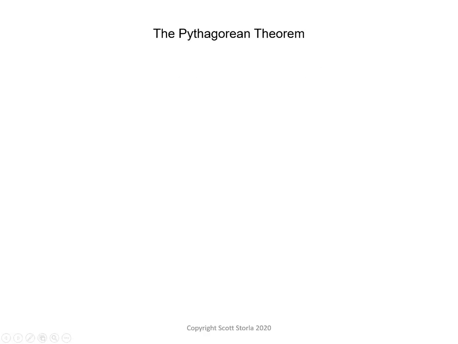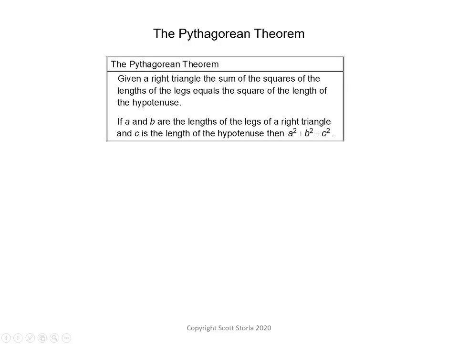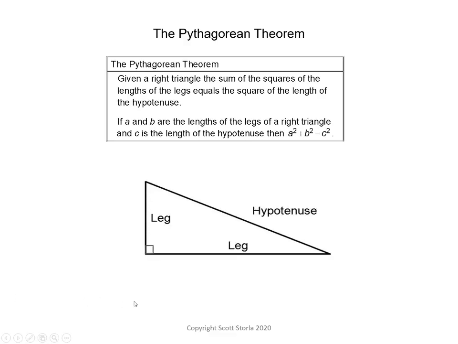In this video, we're going to be applying square roots, and we're going to start with the Pythagorean theorem. Here's the Pythagorean theorem. It says if you have a right triangle, then the sum of the squares of the lengths of the legs will be equal to the square of the length of the hypotenuse. And this is often referred to as a squared plus b squared equals c squared. Let's look at a picture of this to help make sense of what it's saying.